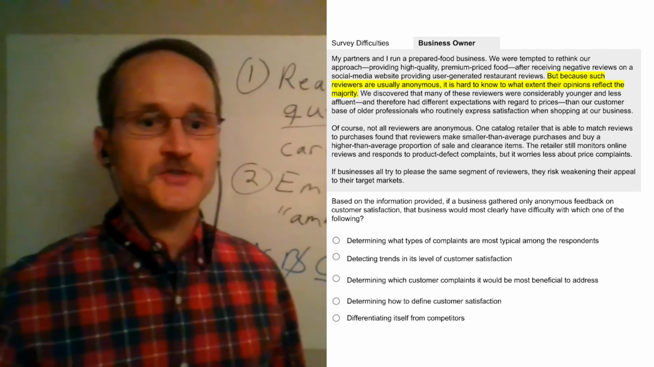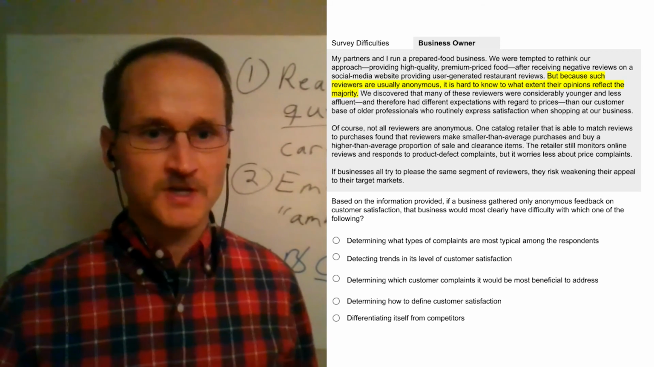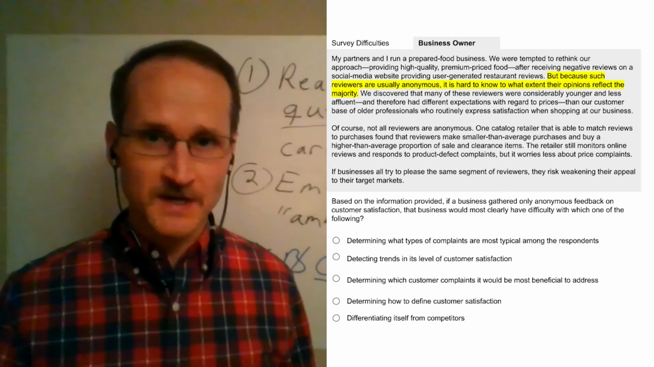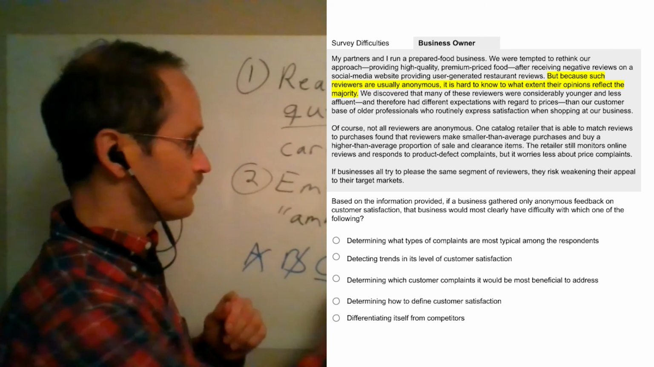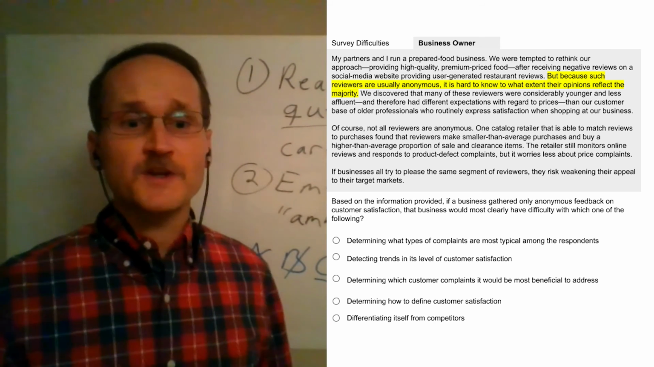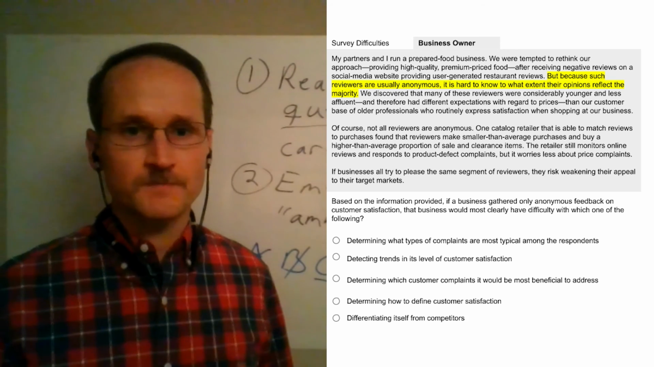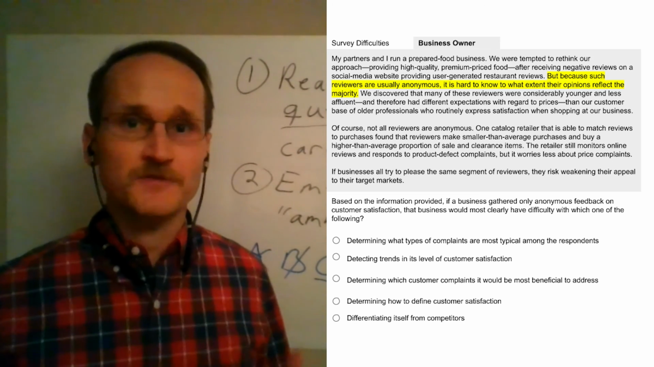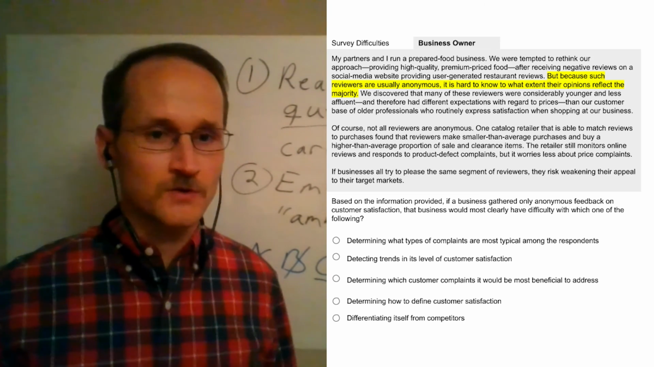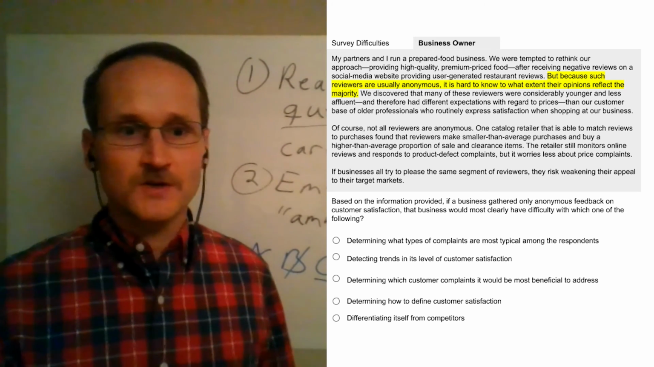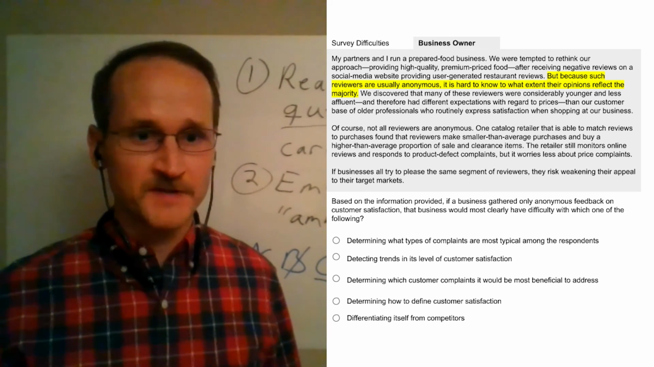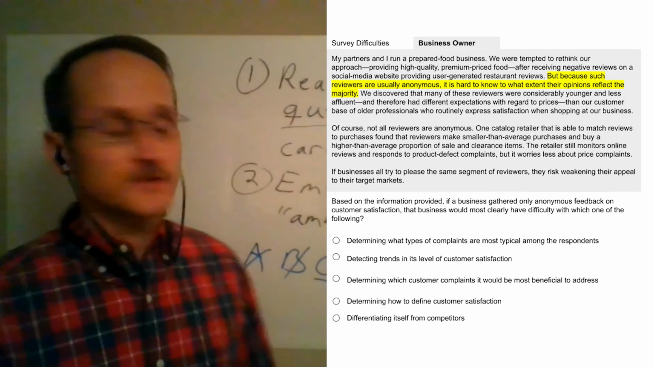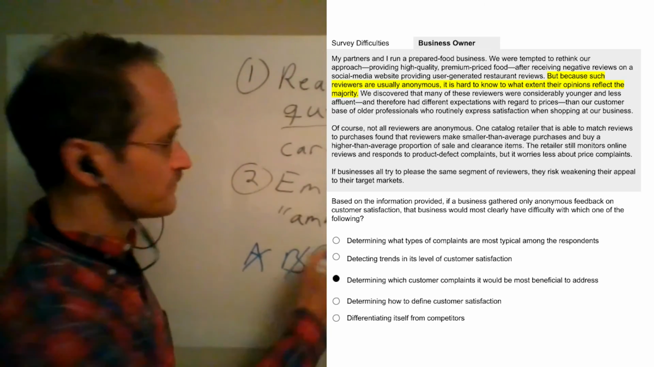Okay, choice D, determining how to define customer satisfaction. Well, defining customer satisfaction has nothing to do with the survey results themselves, so this one doesn't matter. D is out. Okay, choice E, differentiating itself from competitors. Well, your customer satisfaction survey results have nothing to do with how you're actually going to differentiate yourself from your competitors. So having anonymous feedback wouldn't affect this one way or the other. You're still going to have to figure out how to differentiate yourself from competitors, regardless of whether the reviews are anonymous or not. So E's out, and C is our best answer.